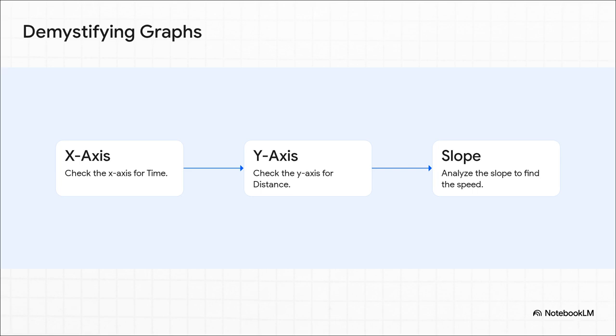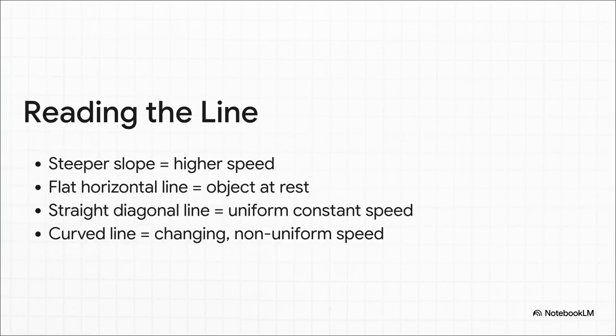Second, look vertically at the y-axis. That represents the distance covered. Third, and absolutely most importantly, analyze the slope, or the steepness, of the line drawn between them. That slope is the literal visual representation of speed. With just a single glance, the shape of the line gives away the whole plot.